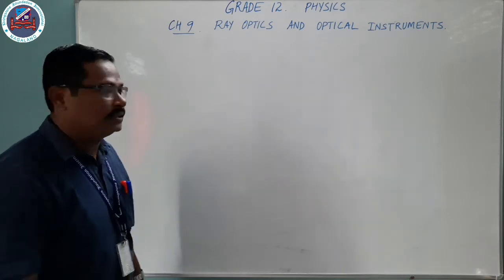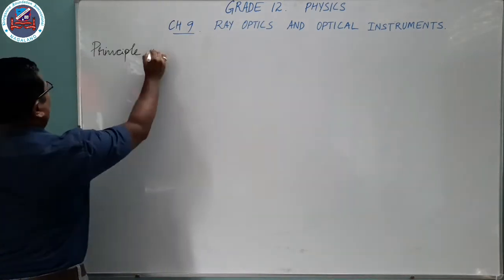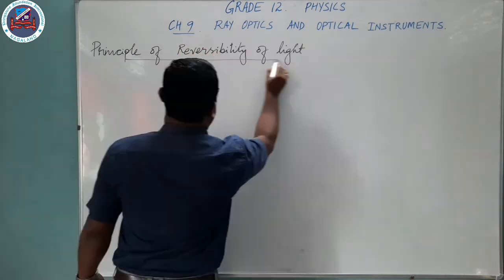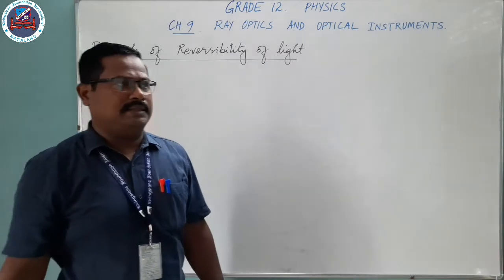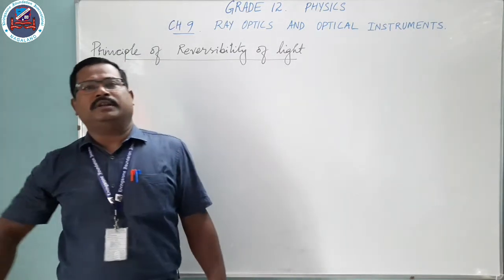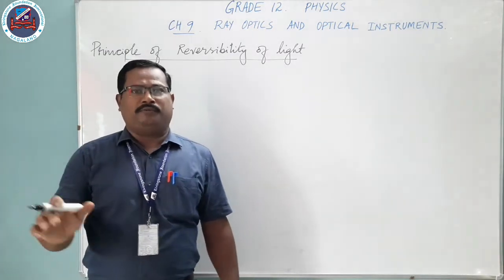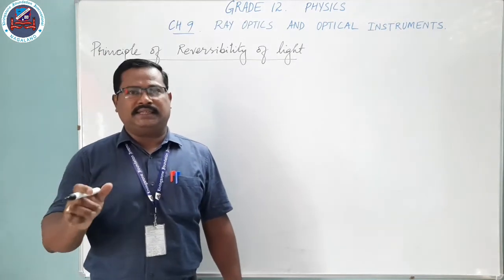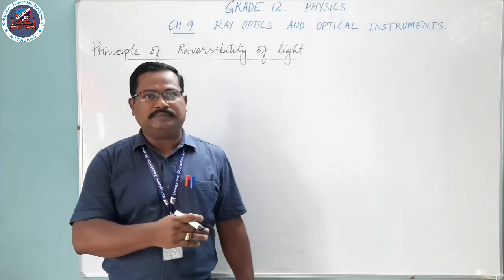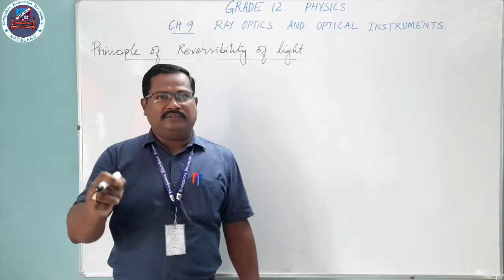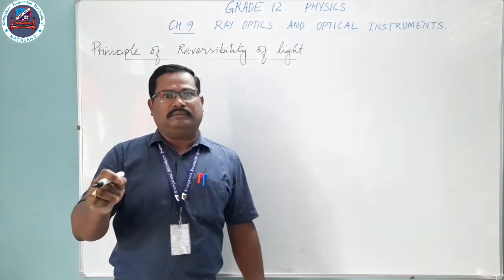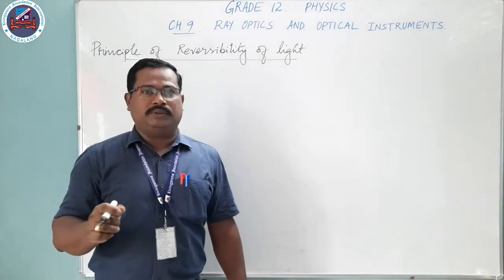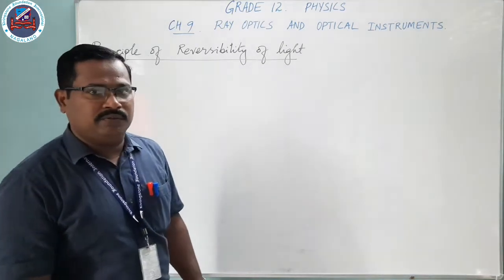Today we are going to start with the principle of reversibility of light. The principle says: if a ray, after suffering a number of reflections and refractions, has its initial path reversed, then the light ray will travel along its entire initial path. This principle we call the principle of reversibility of light.